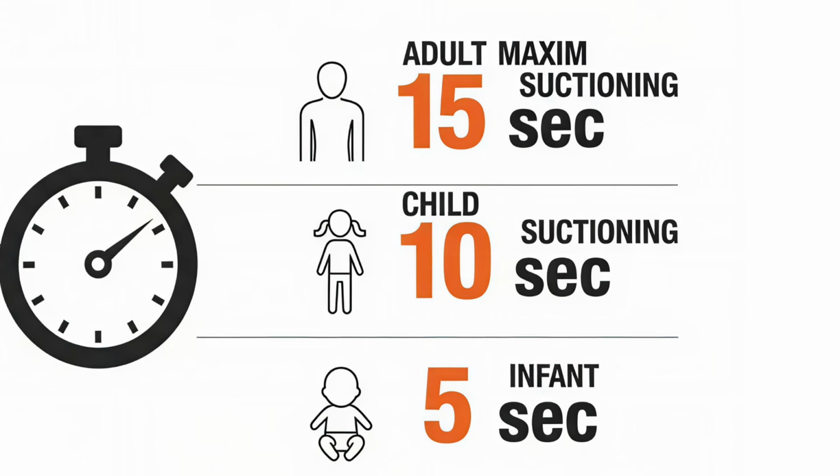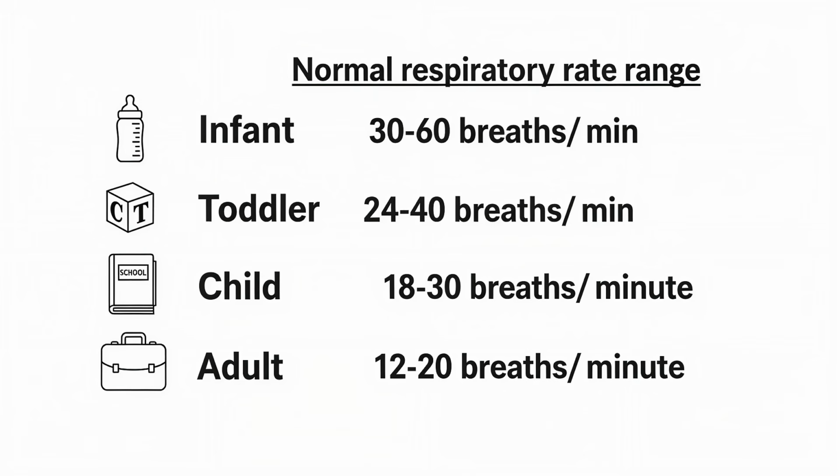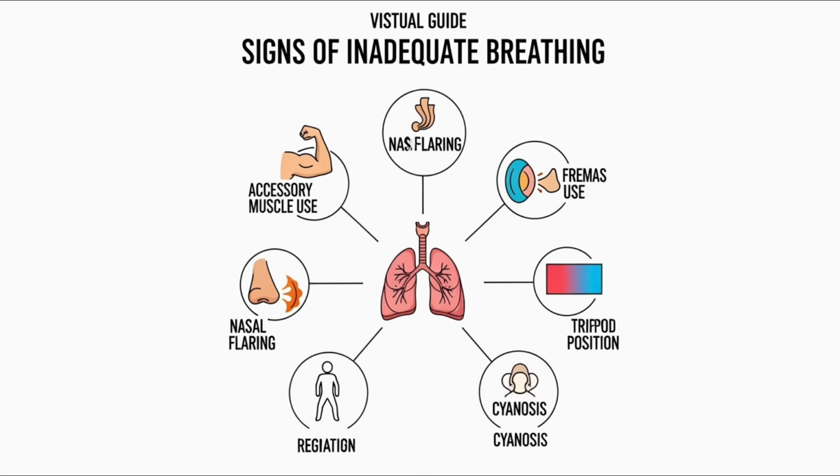When assessing breathing, you need to know your normal respiratory rates. For an adult, it's 12 to 20 breaths per minute. For an infant, it's 30 to 60. Look for signs of inadequate breathing, a rate that's too fast or too slow, an irregular rhythm, shallow chest expansion, the use of accessory muscles, retractions, nasal flaring, or cyanosis, bluish skin.